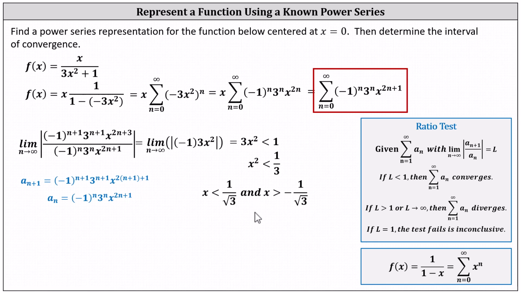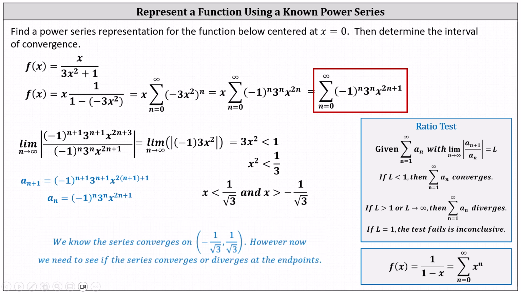We also now know the series converges on the open interval from negative 1 divided by square root 3 to positive 1 divided by square root 3. However, now we have to see if the series converges or diverges at the endpoints. Let's work on this on the next slide.